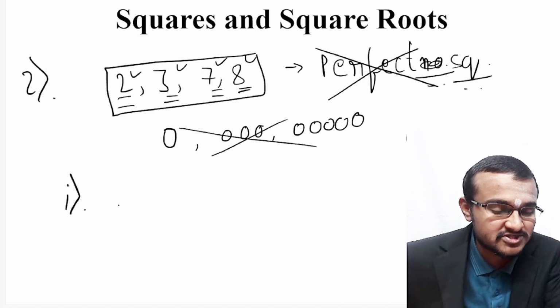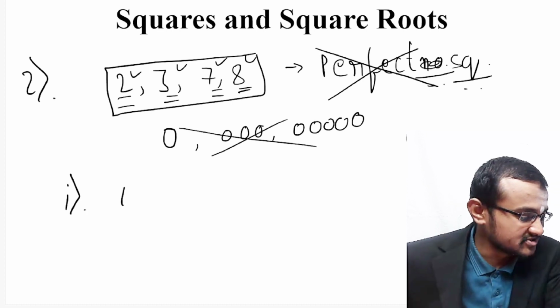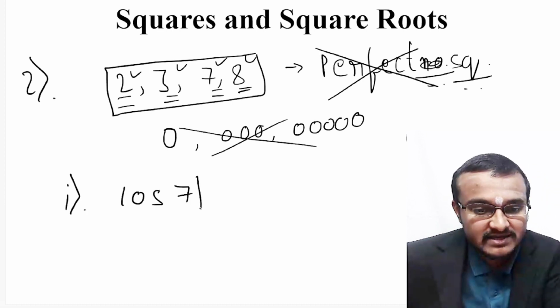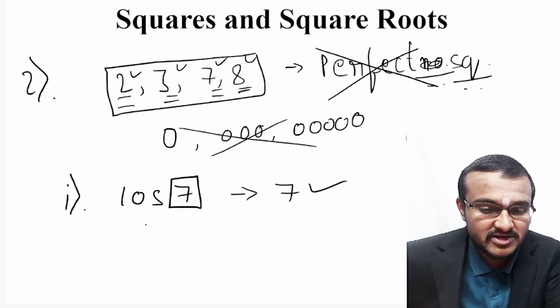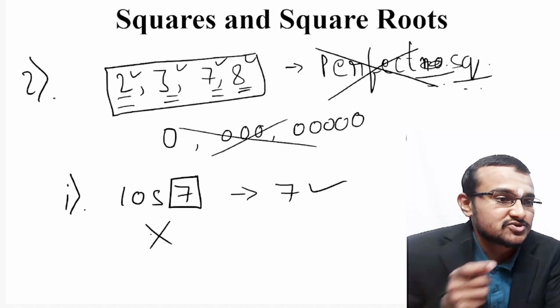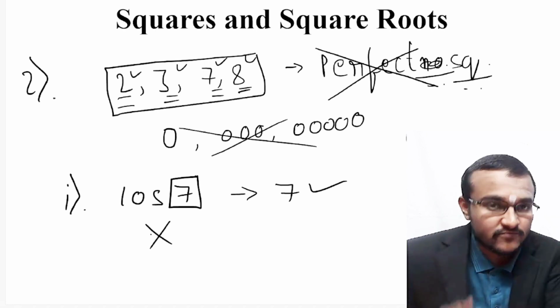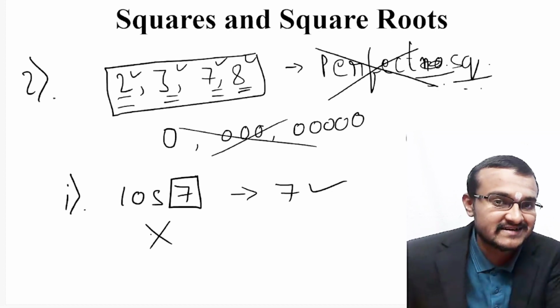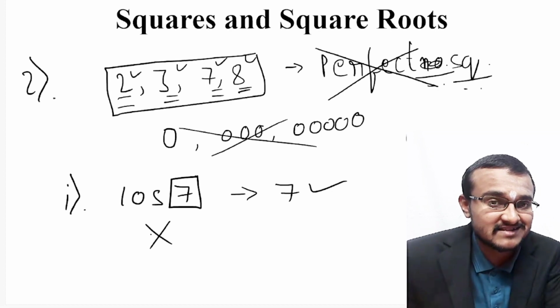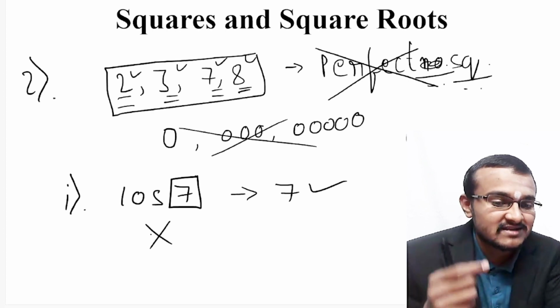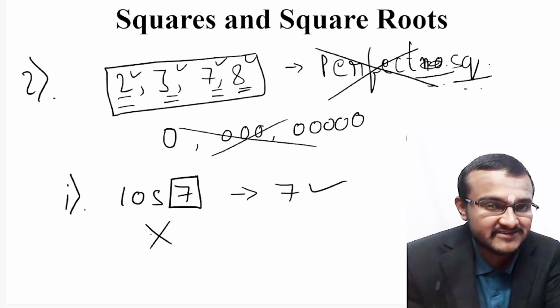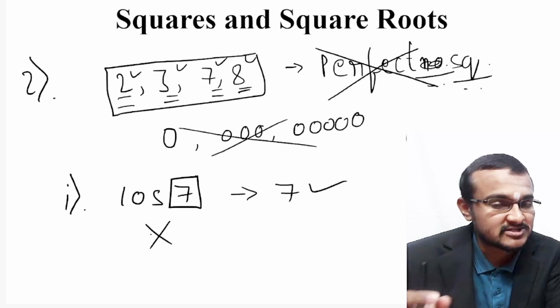Coming to the first question in this second question, they have given 1057. Here you can see this number is ending with 7. So since this number is ending with 7, this number is not a perfect square. This you can explain in your own words. Like you can construct a sentence where it states that this number is ending with 7. So hence this 1057 is not a perfect square.